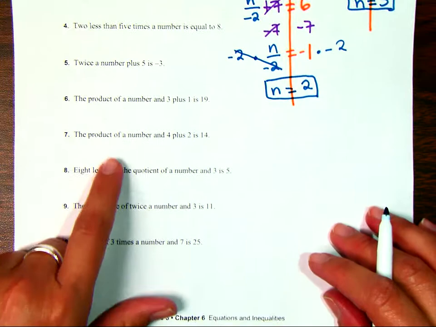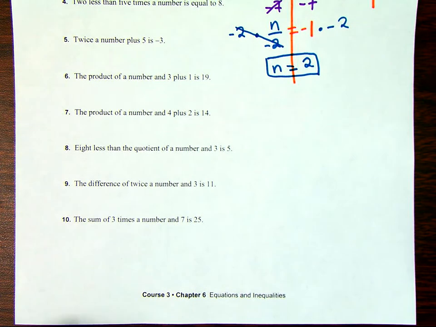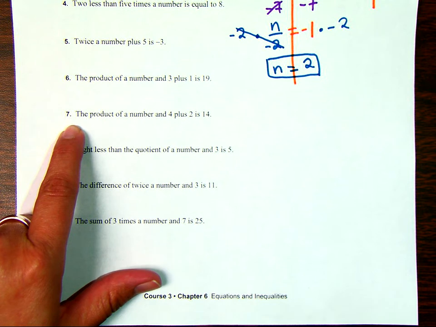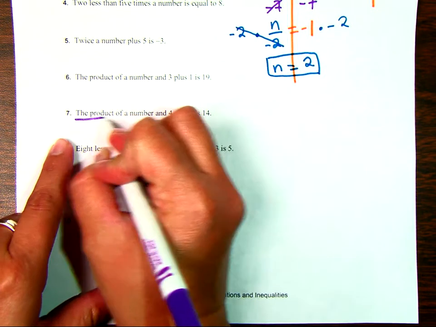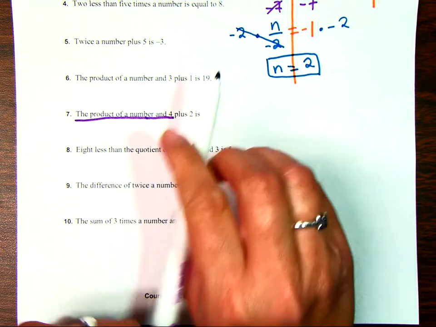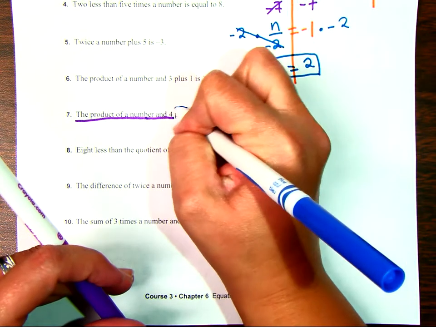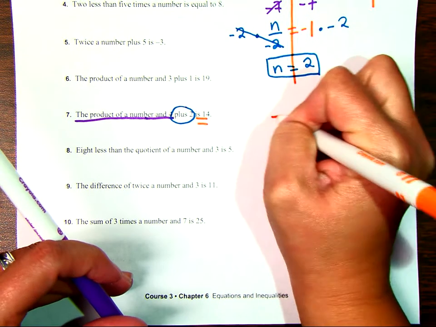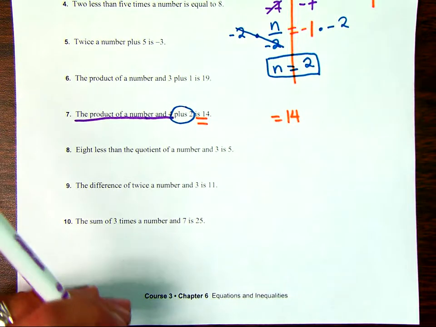I'm going to skip down to number 7. It says, the product of a number and 4 plus 2 is 14. All right, let's break it down. The product of a number and 4 plus 2, so that means that's the operation I'm going to do right there, is 14. So I see the is 14. I'm going to put that there.